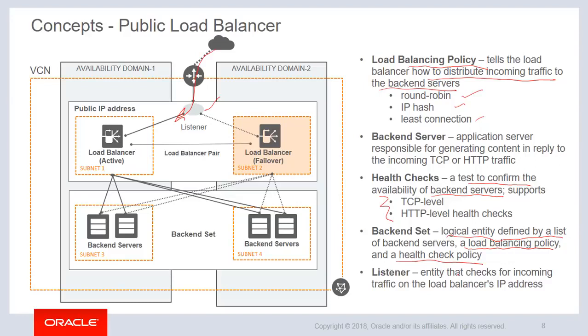And then finally there is something called a listener, and a listener is the entity that checks for incoming traffic on the load balancer IP address. A particular load balancer can have up to 16 listeners, and think about these as the ports where you are listening for the traffic, right? So you can have a listener for port 80 HTTP traffic. You can also have a listener for port 443 for HTTPS traffic.